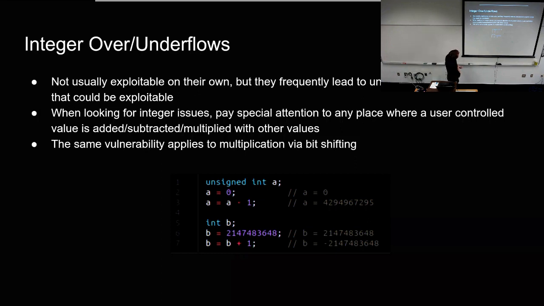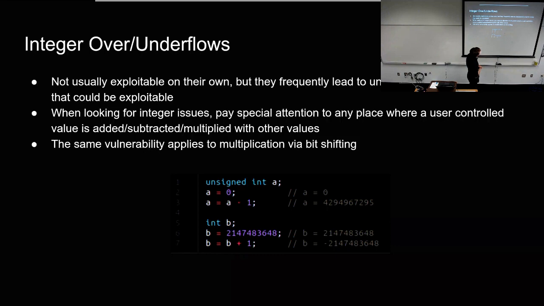So when looking for these types of issues in software, you want to specifically pay attention to where integers are added together, subtracted, or multiplied with each other. The same applies for bit shifts that may multiply an integer, which can also very easily overflow. And yeah, so let's look at this example.